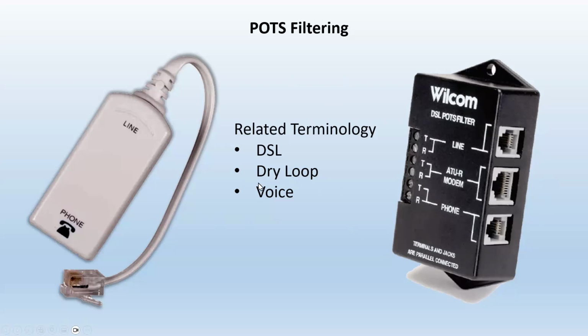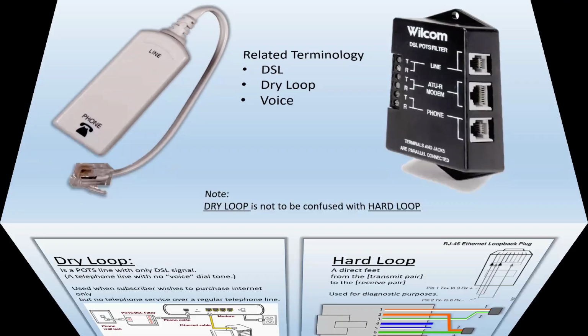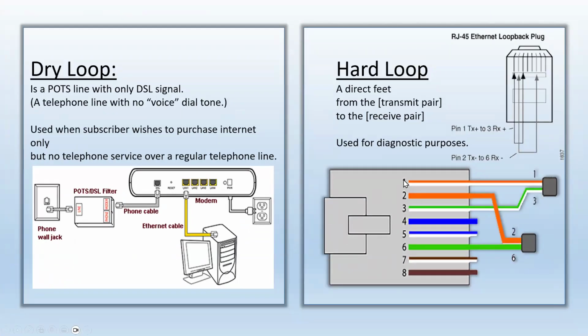The terminology here, again: the phone line with no voice circuitry, no telephone connection, just a DSL signal, is called a dry loop, not to be confused with something that's called a hard loop. Okay. Here's the difference between a dry loop and a hard loop.